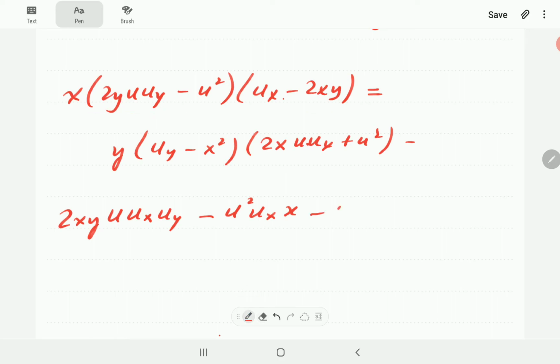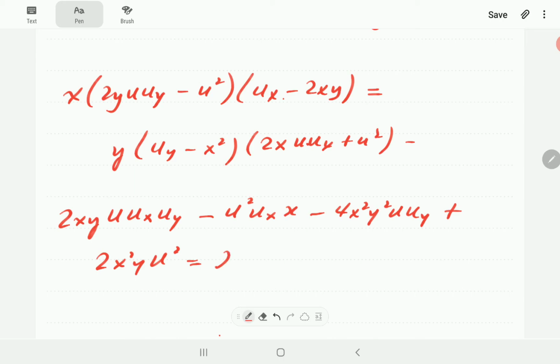So that's going to give us minus 4x squared y squared uy, and then lastly we are going to have 2x squared y u squared. So that's going to be the terms on the left hand side.